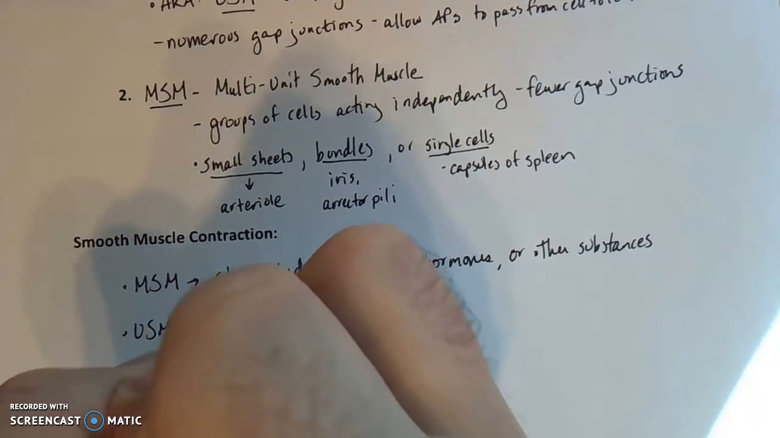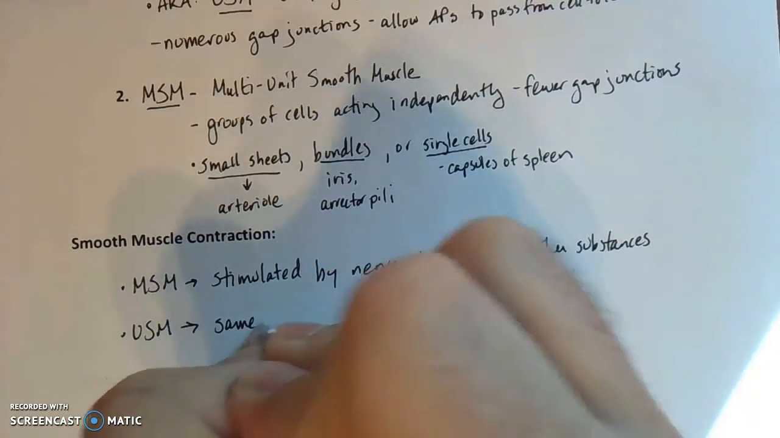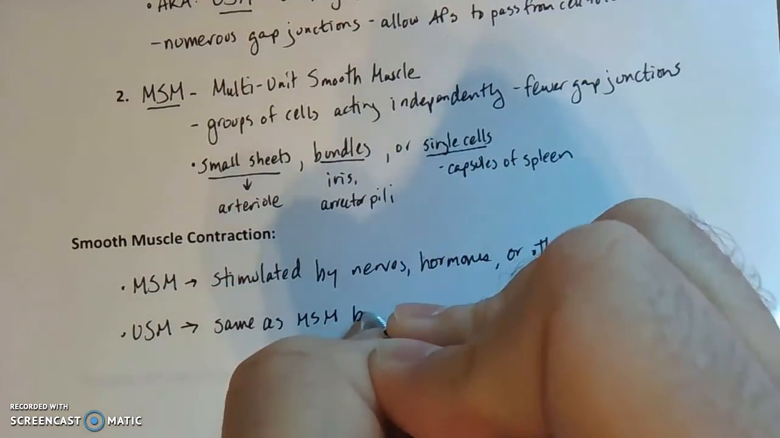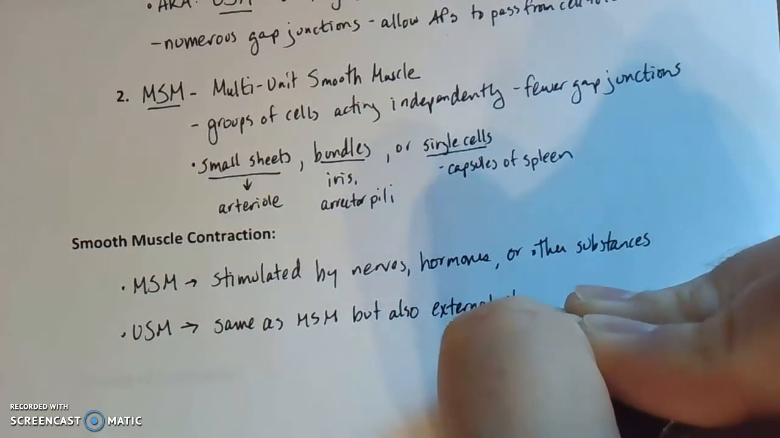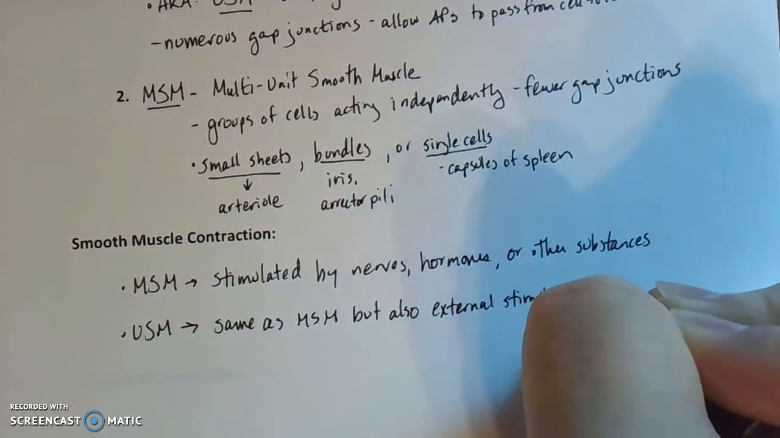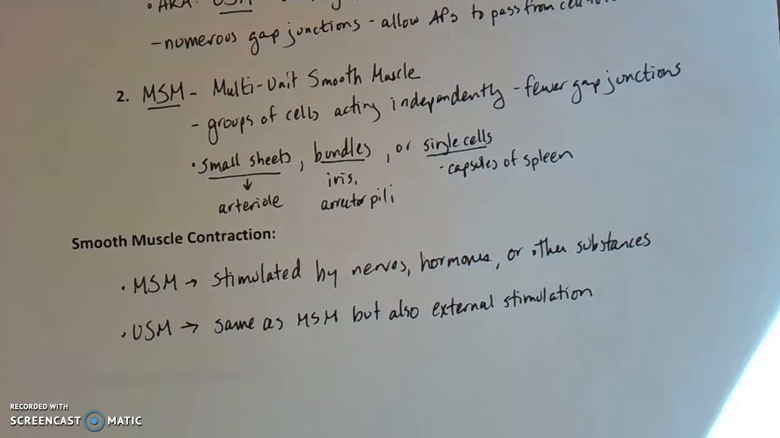USM is the same as MSM, but also we could have external stimulation. So, for example, once the bolus of food that is chewed up reaches the back of the throat, there's a mechanical trigger that causes waves of motion of the esophagus. So we automatically swallow when things touch that. That's external stimulation.